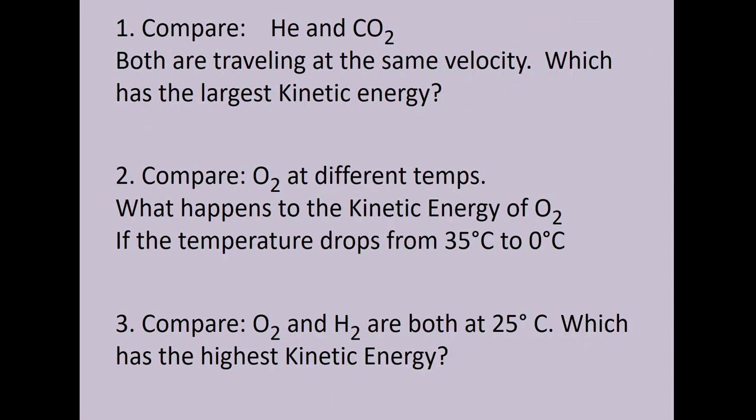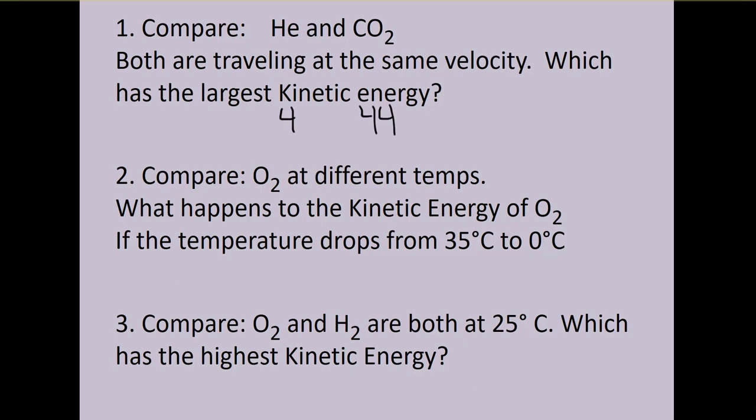Here are 3 more examples. Go ahead and stop the video and work through these problems, and then I'll come back with the answers. Okay, and question number 1, we have helium and carbon dioxide. So looking up their masses, we find that helium has a mass of 4 grams per mole and carbon dioxide is 44. So 1 carbon and 2 oxygens equals 44.